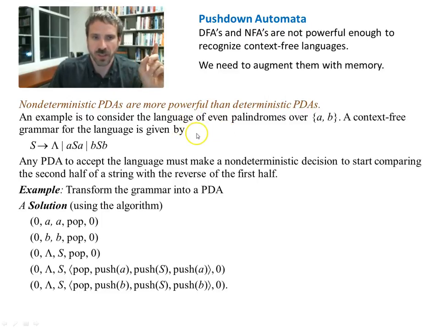This is a really interesting example. We have the even palindromes over this binary alphabet. Here's the context-free grammar for it. And it says here that any PDA to accept the language must make a non-deterministic decision to start comparing the second half with the reverse of its first half. This means that we don't really know where the middle is, because we don't know the length. We don't have that as one of our inputs.